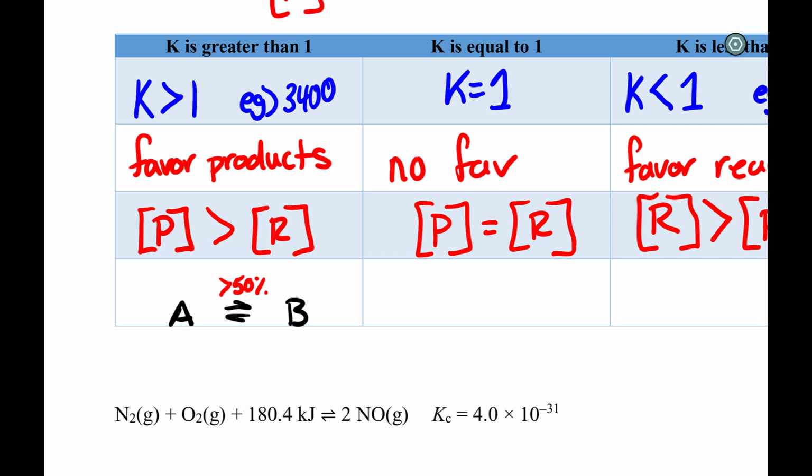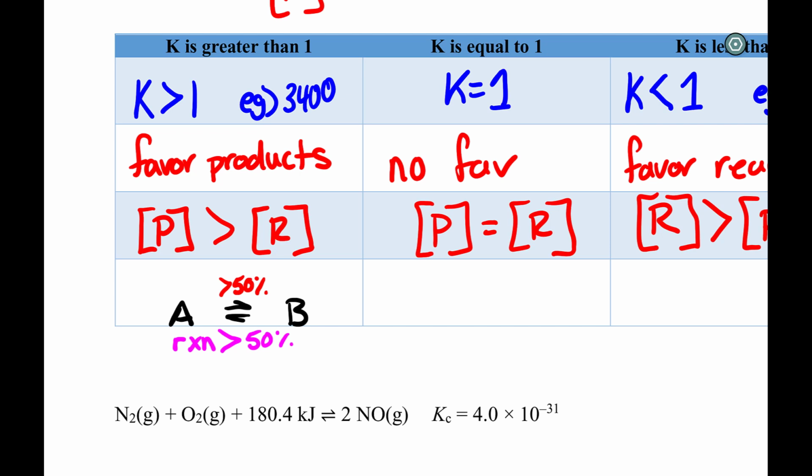Now, I always struggled with greater than, less than signs when there's nothing on the other side. So again, let me explain what's on the other side of that below here. What this means is the reaction is going greater than 50% forward. So I have more products than reactants.